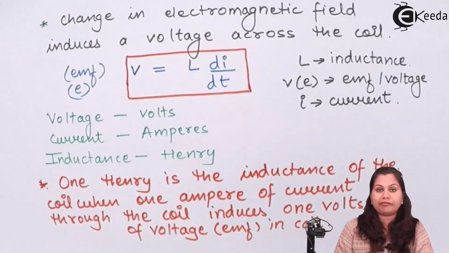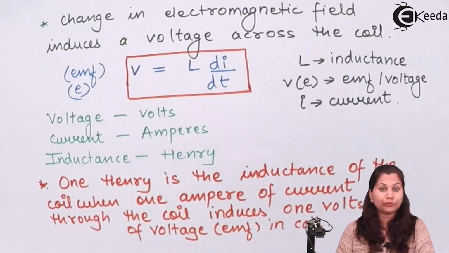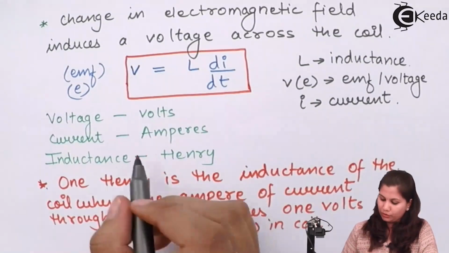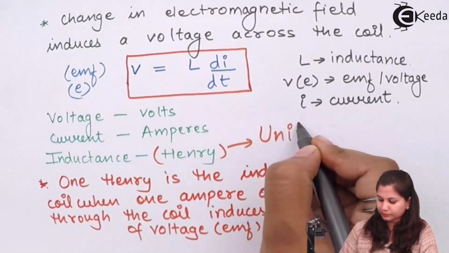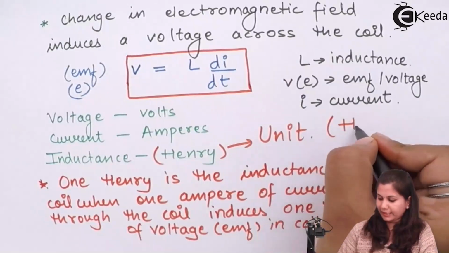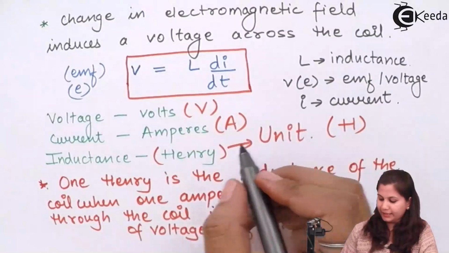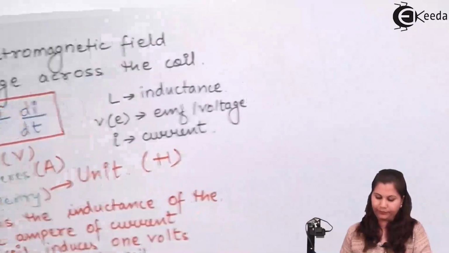So 1 Henry is defined as the inductance of the coil when 1 ampere of current flowing through the coil induces an EMF of 1 volt in the coil. Okay, so 1 Henry is the unit of inductance and it is denoted as H. Volts is denoted as V, amperes is denoted as A, and Henry is denoted as H. So this is how we can define the inductance.